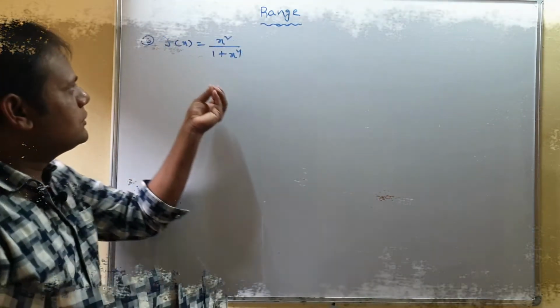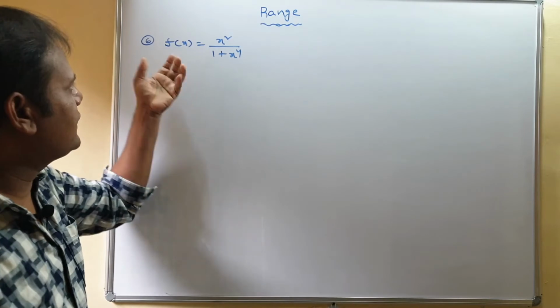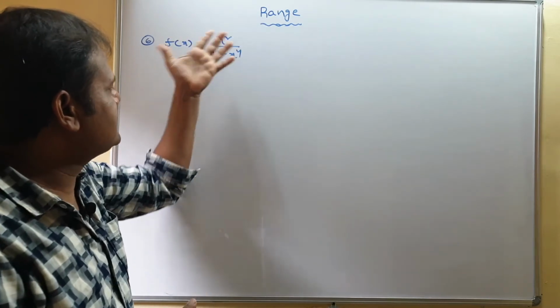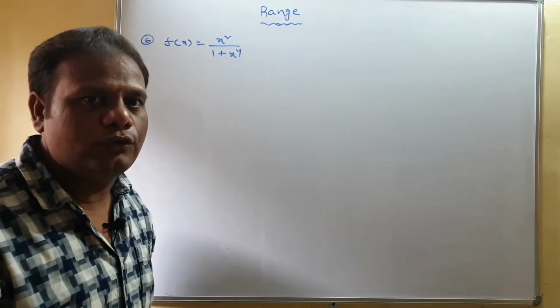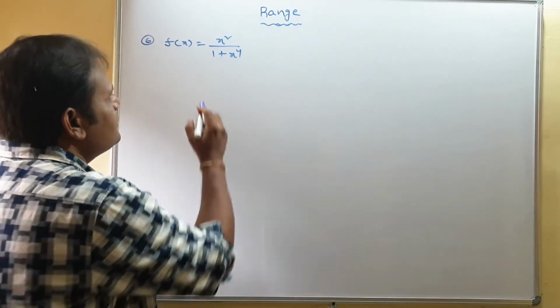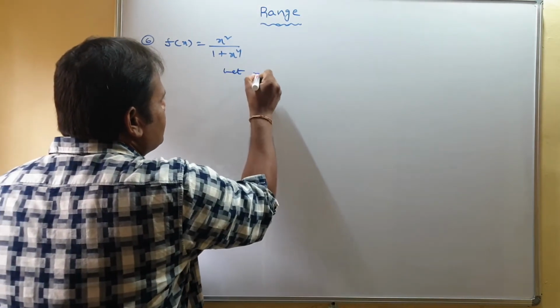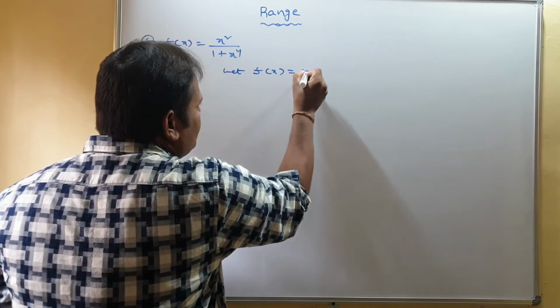Is it clear? Now we find the range of the function f of x equal to x square by (1 plus x power 4). Okay? See, to find the range of this function, first we take f of x equal to y.